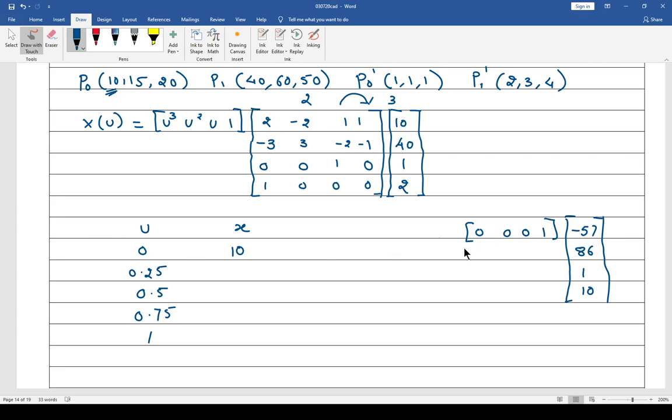Now I could put 0.25. So I have 0.25 cube, 0.25 square, and then I have 0.25 and finally 1. So you can do this multiplication manually. It's a one go thing. Okay, so for 0.25, just let me know the values.